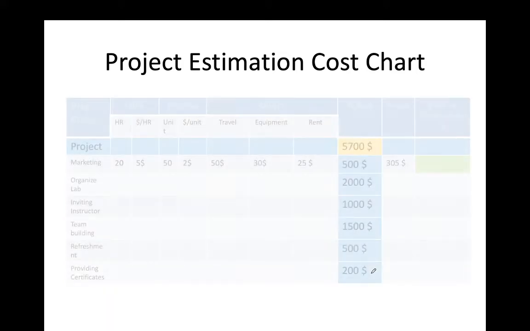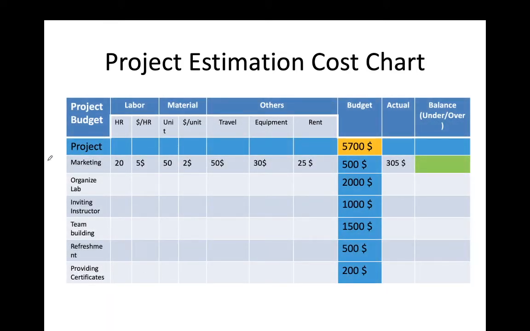So let's start. First, start with the marketing. For the marketing, let's do the labor section. How many hours do we need for marketing? Marketing is actually done before the training starts. So let's say there are 4 or 5 days left in the training. So in 4 or 5 days, I select, this is your personal selection, you have to select yourself.